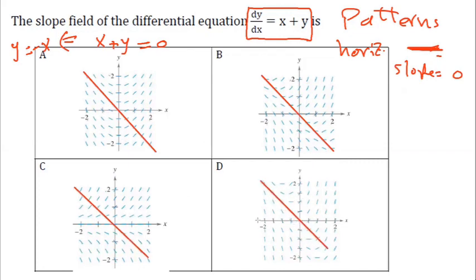So you'll notice it's graph B. Here, at all the points on this line, you will see that you have horizontal segments. So this is a slope field of our differential equation.